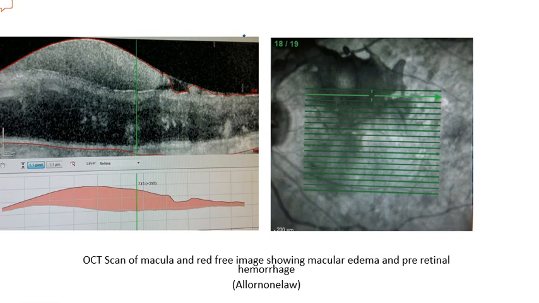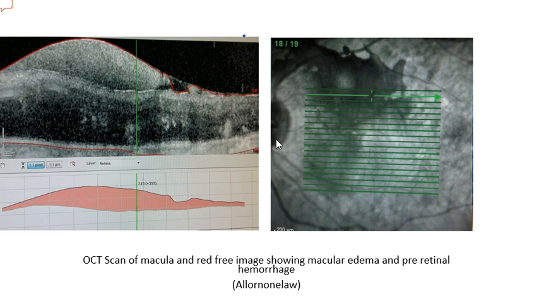This is an example for showing how the retinal imaging helps in making a diagnosis and hence better planning of treatment. The image on your right side that you can see is a red-free image of a patient who presented with a blurring of vision. This patient is known diabetic.